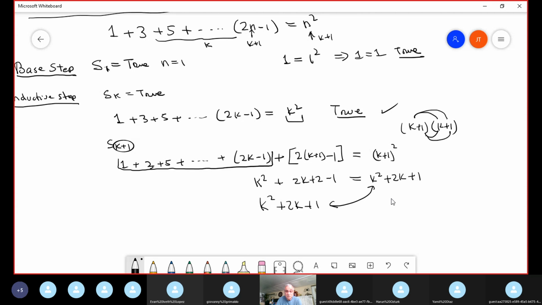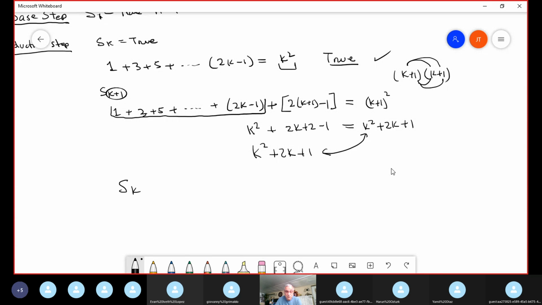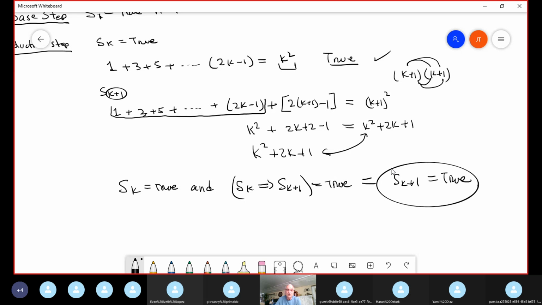The idea is, you assume a sub k is true, and you prove that a sub k implies that a sub k plus 1 is also true. The conclusion is that a sub k plus 1 is true. And this propagates forever, for k plus 2, k plus 3, k to infinity. And you prove it when you get the identity, it's the same on both sides. This is the proof of the mathematical induction.